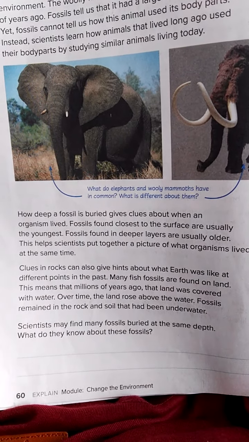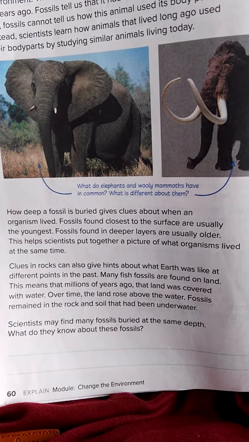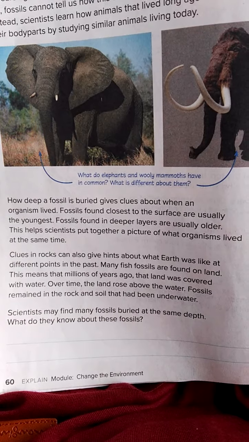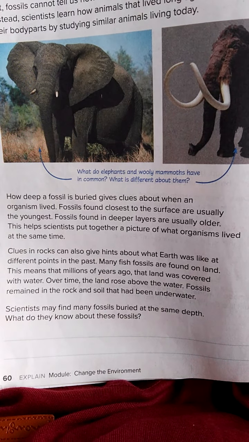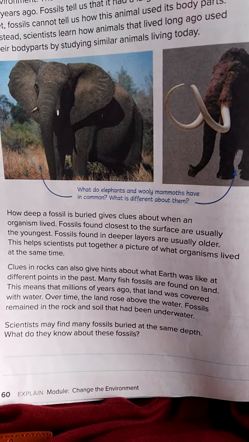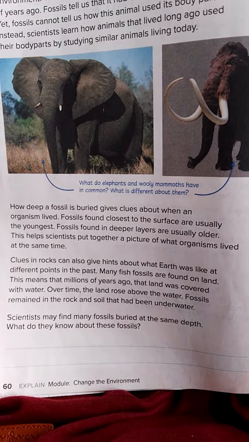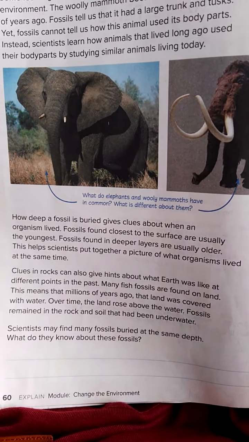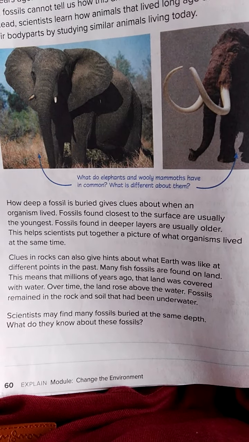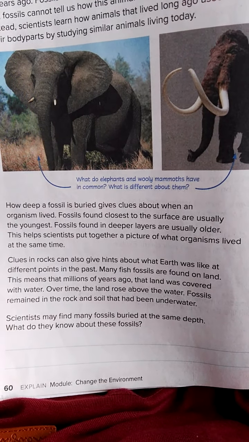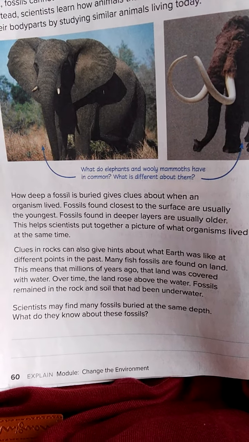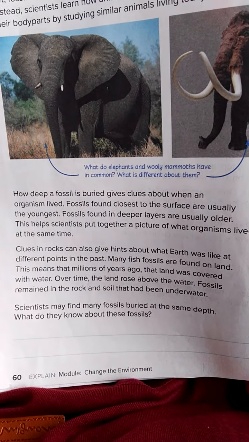How deep a fossil is buried gives clues about when an organism lived. Fossils found closest to the surface are usually the youngest. If they are near the surface, they are the youngest fossils. But if we dig more and found fossils under them, the one under them should be the oldest. Fossils found in deeper layers are usually older. This helps scientists put together a picture of what organisms lived at the same time.